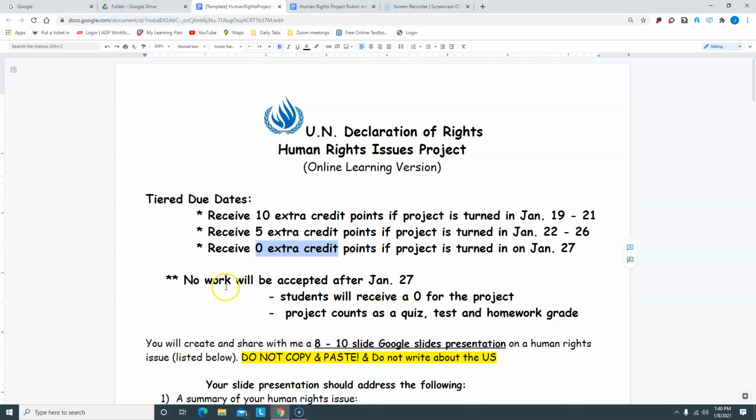Now, no work will be accepted after January 27th. Students will receive a 0 for the entire project if you turn it in on the 28th or the 29th. Anything after the 27th will not be accepted. This project counts as a quiz, a test, and a homework grade, so this is pretty major. I'm asking you to do your best and turn it in by the 27th.